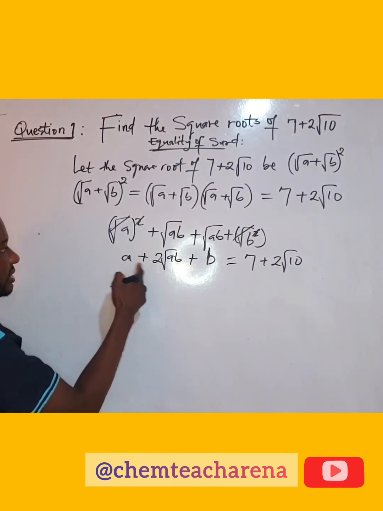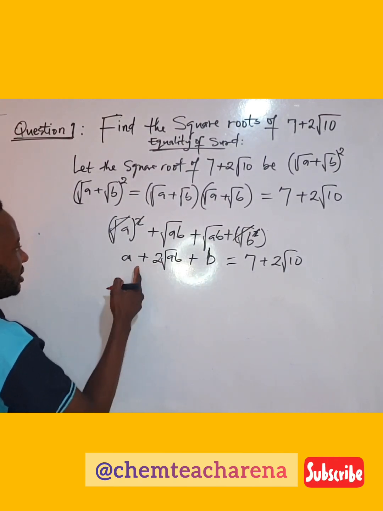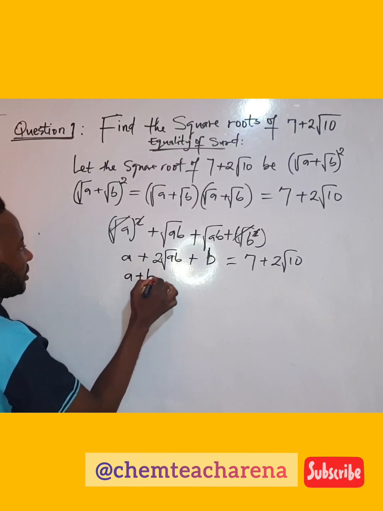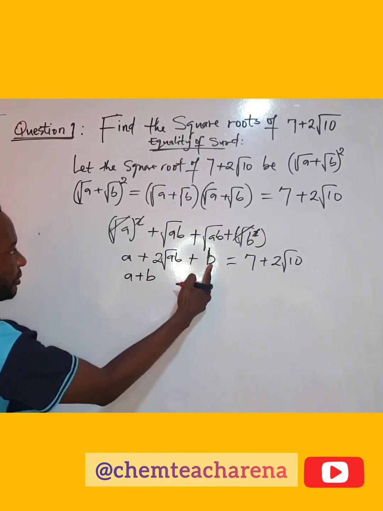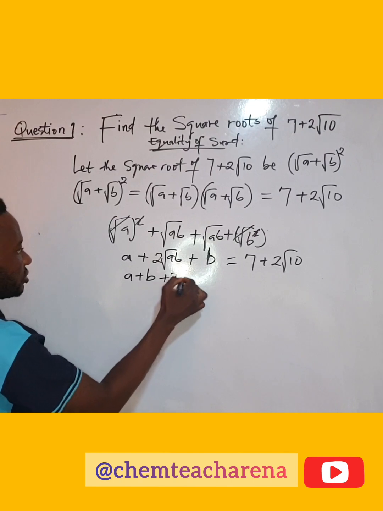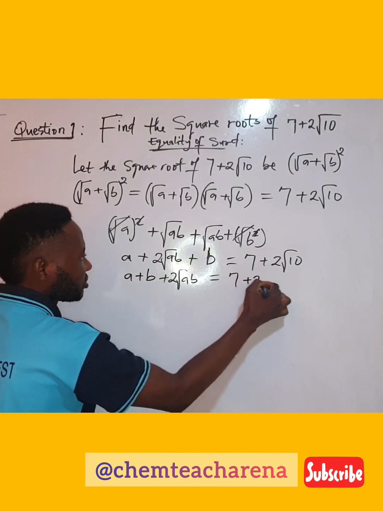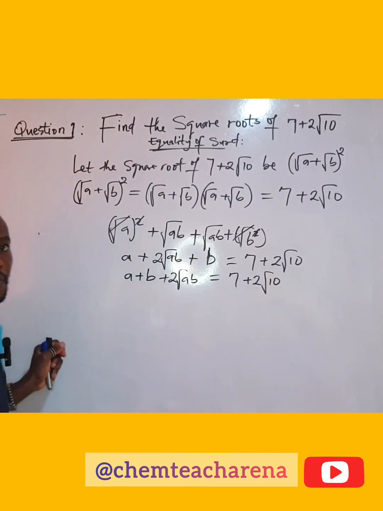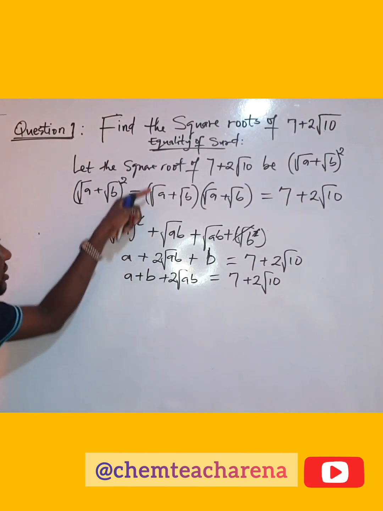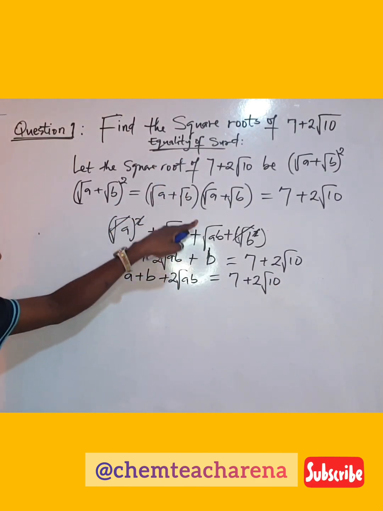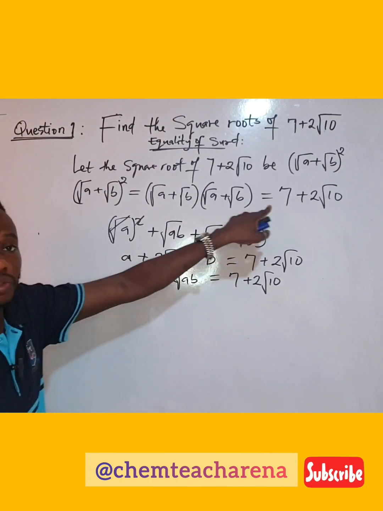Now at this junction, this is what you do. Let me rearrange this expression. You now have a plus b plus 2 root ab equals 7 plus 2 root 10. Are you following now? I just simplified this, then I got this expression. I just equated it to the question.